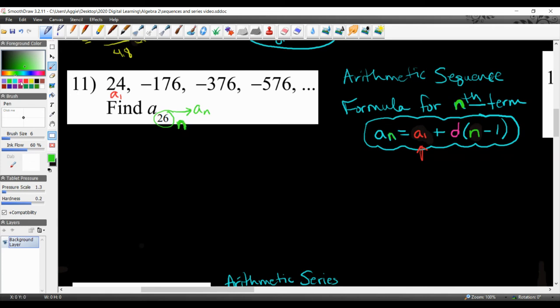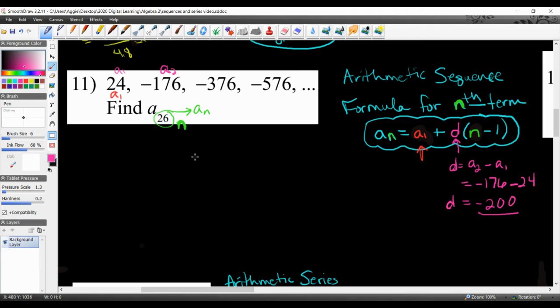And my d is the common difference. So for d, we do have to calculate this. Remember from before that d is equal to the second term minus the first term. So it's a sub 2 minus a sub 1. In this case, a sub 2 is going to be the second term, so negative 176 minus the first term, 24. So if I subtract this, they're both negative, so you actually add them, which gives me negative 200. Okay, so d equals negative 200.